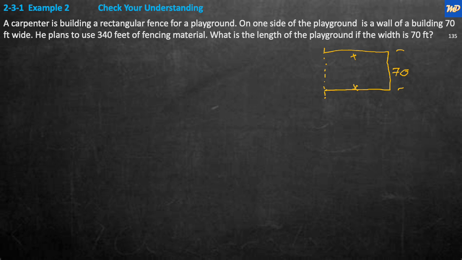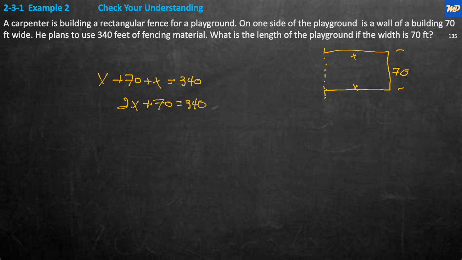So what's the equation we're going to write? We're going to write that x plus 70 plus x is equal to 340, right? And now it's same as before. We're going to collect the like terms on one side that are on the same side. So x plus x is 2x plus 70 is equal to 340.